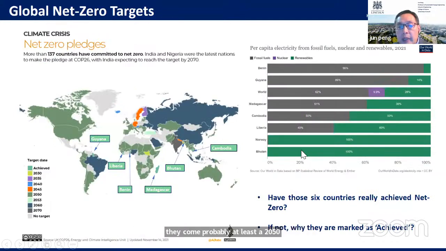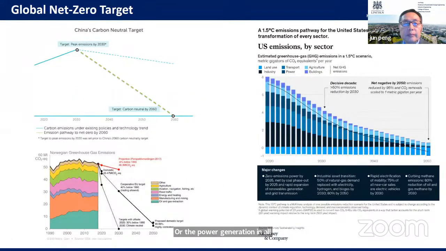Let me come back to this slide. That's Norway's current power generation and consumption. From this chart we can find almost 99% uses renewable or hydropower for power generation in Norway.